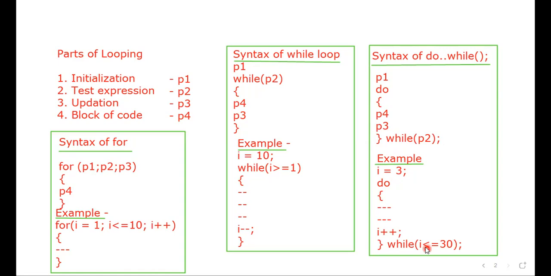So my assignment to you is test the same do while program here, which I have written with for and while, and show me the outputs. Okay. And if you have any doubt, you can ask. Okay.